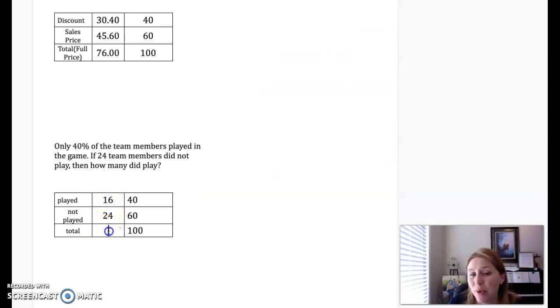And if there happened to be a question that asked about how many total there were, we could find out that there was 40. Okay, so 40 times 40 is 1600, 16 times 100 is 1600. So again, we can quickly check to make sure that we did it correct.